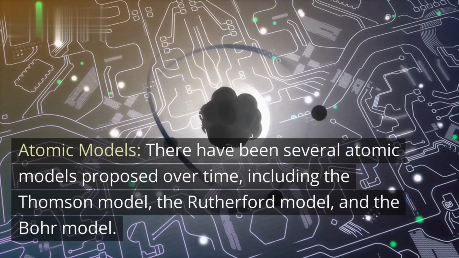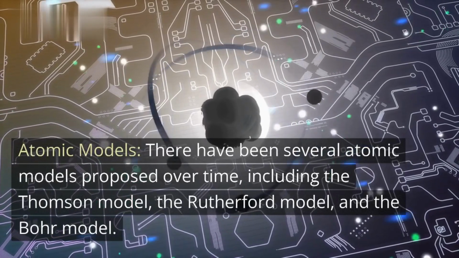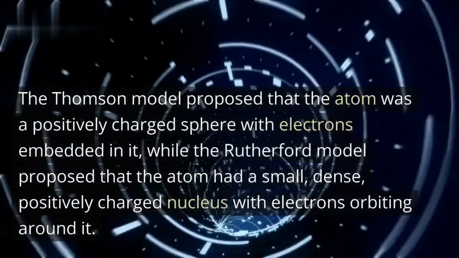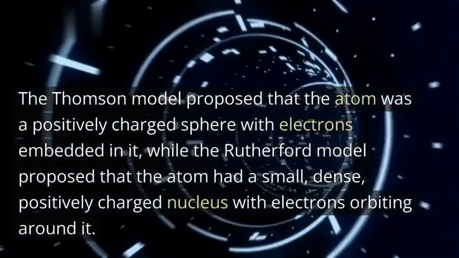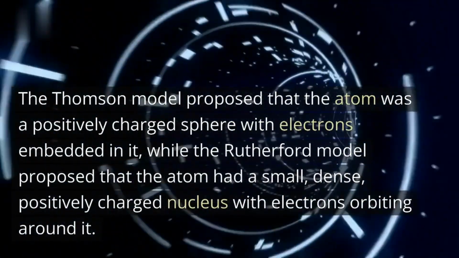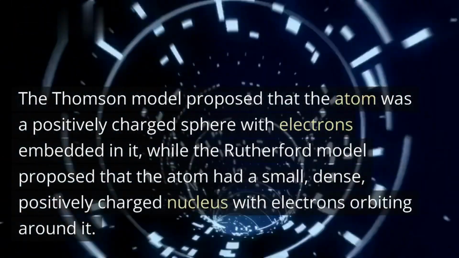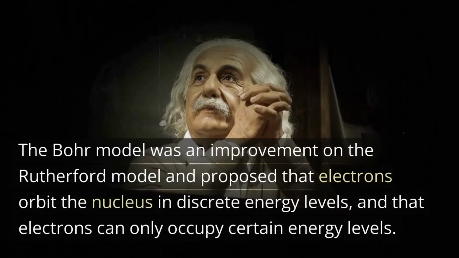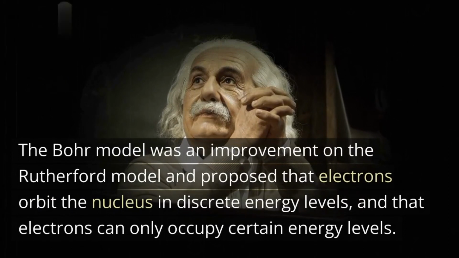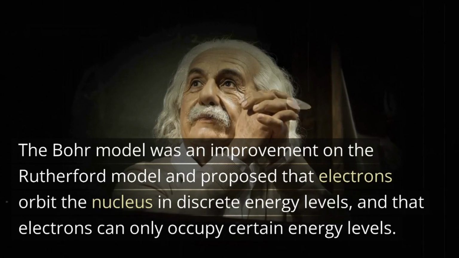Atomic models. There have been several atomic models proposed over time, including the Thomson model, the Rutherford model, and the Bohr model. The Thomson model proposed that the atom was a positively charged sphere with electrons embedded in it, while the Rutherford model proposed that the atom had a small, dense, positively charged nucleus with electrons orbiting around it. The Bohr model was an improvement on the Rutherford model and proposed that electrons orbit the nucleus in discrete energy levels, and that electrons can only occupy certain energy levels.